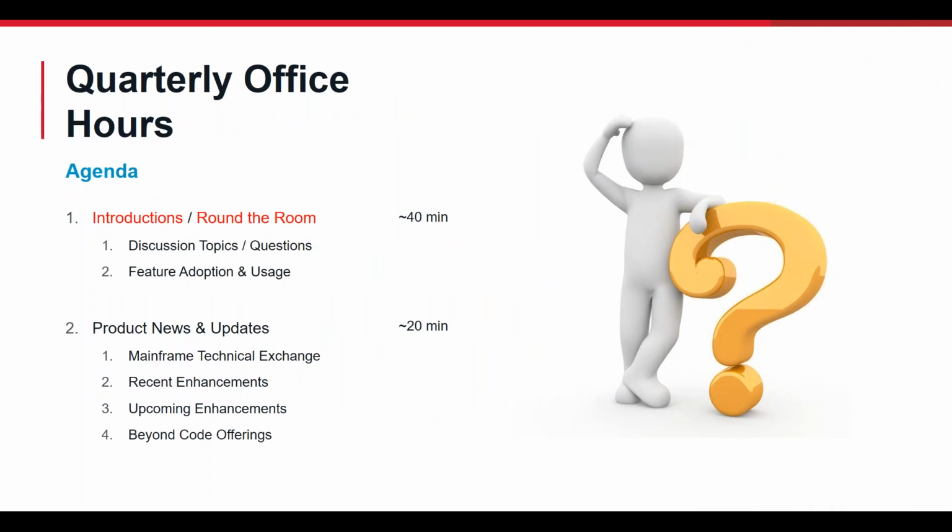What we can start off with is just open discussion. We'd like to hear from you all what discussion topics you would like to talk about. That's where I'd like to spend the bulk of this meeting, to talk about the things that are most important to you. We can have a discussion related to feature adoption and usage, and then we can share some product news and updates. We'll give you some updates on our mainframe technical exchange, talk about some recent and upcoming enhancements and Beyond Code offerings that we have available. So with that, I'll jump right in.